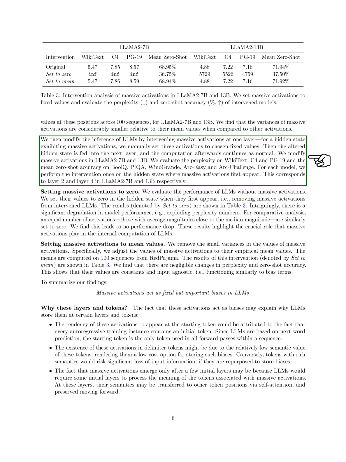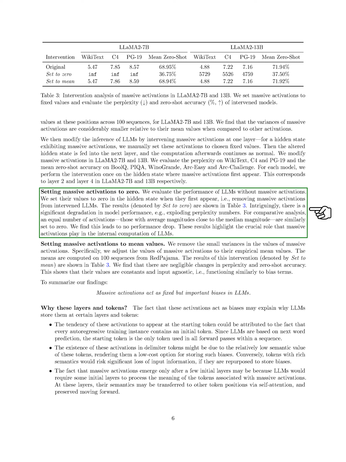To delve deeper, we modified the LLM's inference process by adjusting the massive activations at a specific layer. For any hidden state that showed massive activations, we manually set these activations to fixed values. After making these adjustments, we continued with the normal computation process in the subsequent layers. We conducted this experiment on both the Llama 2-7B and 13B models and assessed the impact on various benchmarks, including perplexity on datasets like Wikitext, C4, and PG19, and mean zero-shot accuracy on tasks such as BoolQ, PIQA, WinoGrande, ArcEasy, and ArcChallenge.